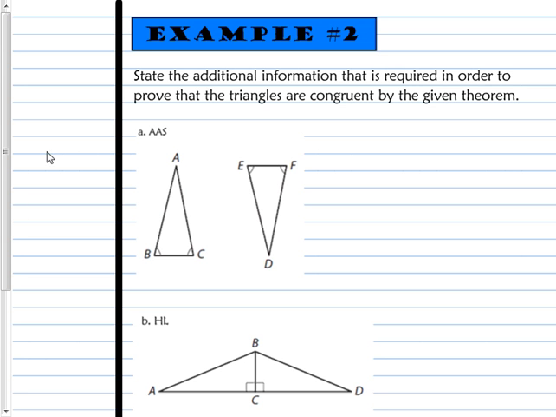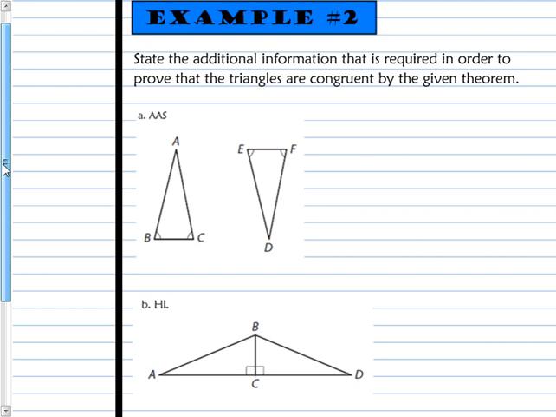Going on to example 2, this is a practice of what we did today in class. State the additional information that is required in order to prove that the triangles are congruent by the given theorem. So, they want us to prove it by AAS. What do we already know? We have an angle congruent to an angle, and we have an angle congruent to an angle. And both of these angles, actually, B and C are both congruent to E and F. So whatever the measurements of B and C are, they're the exact same for E and F.